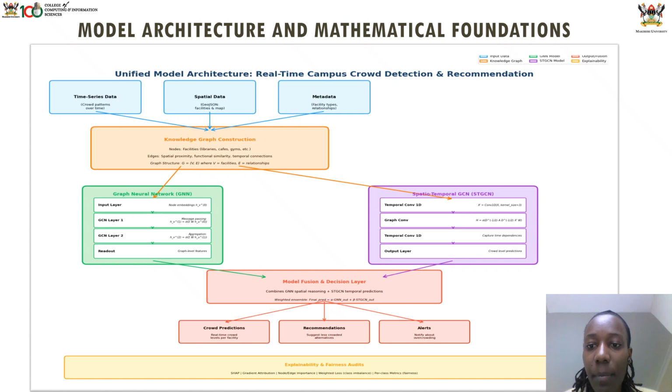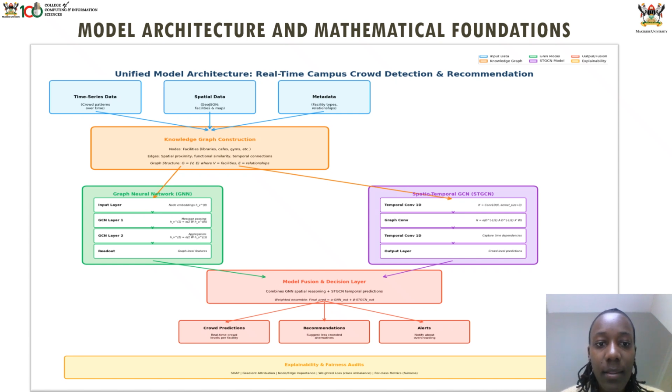We use the spatial temporal GCN, graph convolution network, and the GNN. So the spatial temporal graph convolution network is the primary model, and then this one is just a backup or a support, because it doesn't take in the time series data, it only takes in spatial data.